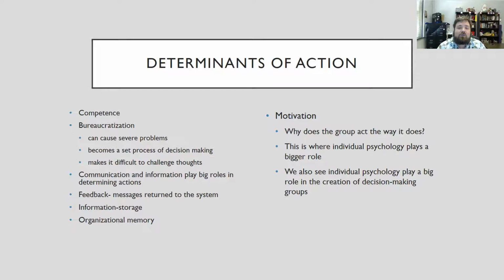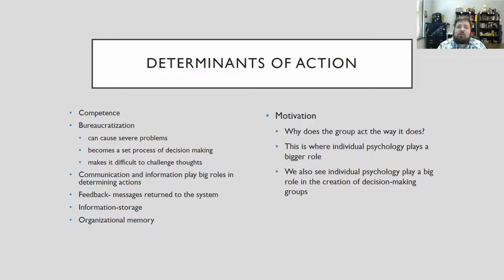It can make it really difficult to challenge thoughts. If you just make the same decision every time, it makes it really difficult if you're actually doing something wrong, or if something unexpected comes up. It makes it really difficult to challenge those actions. The way that the group communicates and the way that information is spread within the group has a big role in determining actions and outcomes. If you don't have the proper information, or if you're not able to convey information effectively, then this is really going to weigh down the decision-making process.